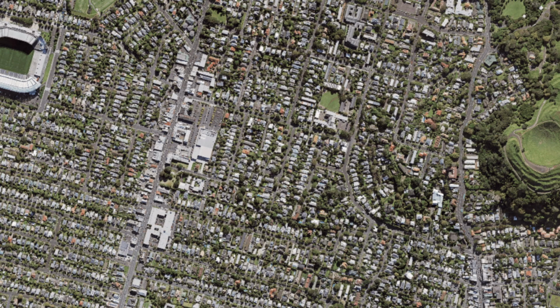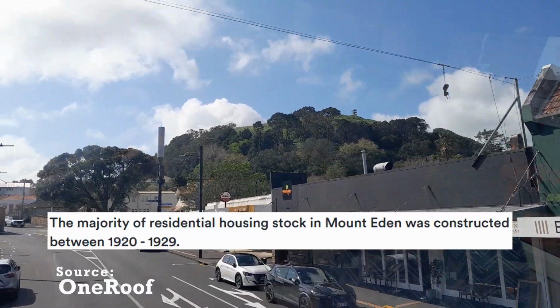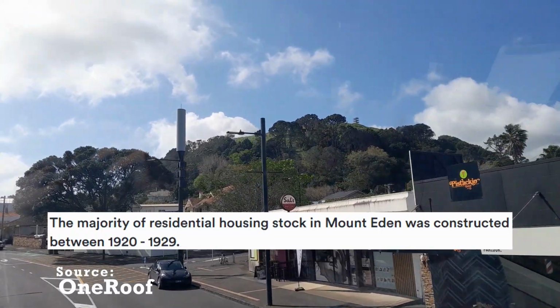Now for the big question. How does a suburb that was built nearly 100 years ago with a grid-like pattern compare to one that was built in the 1990s with cul-de-sacs? For this example, I'll be comparing the inner city suburb of Mount Eden to the eastern suburb of Northpark, located near Botany. In Mount Eden, a majority of its houses were built in the 1920s.